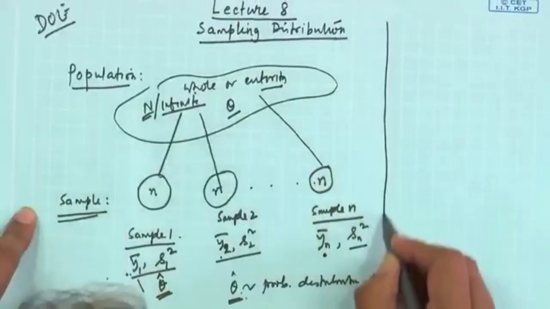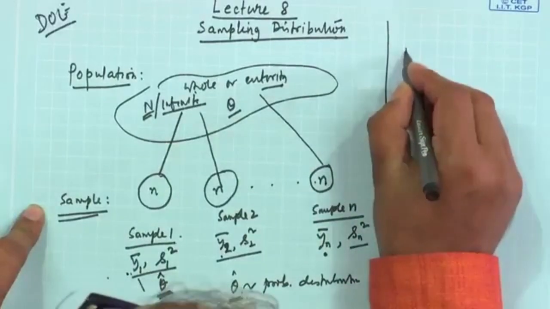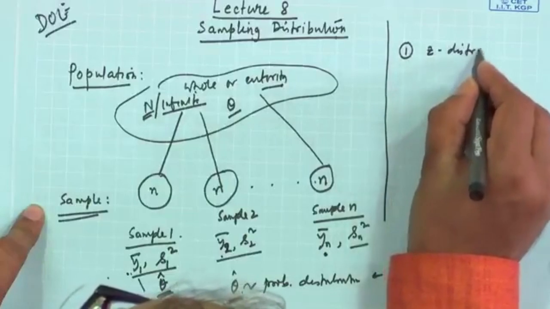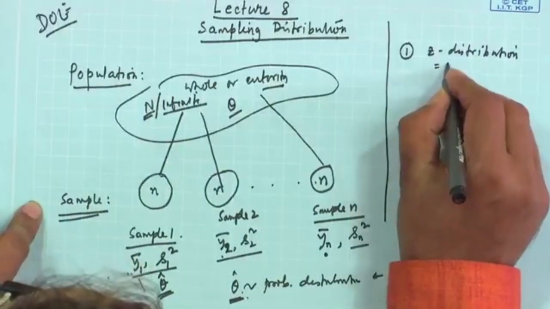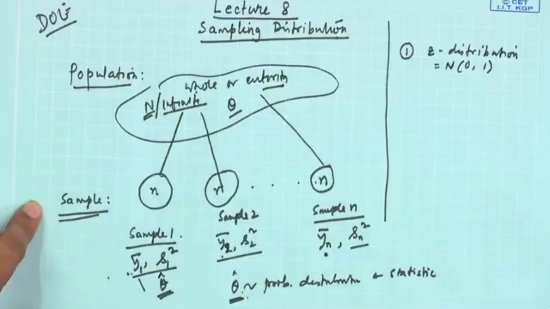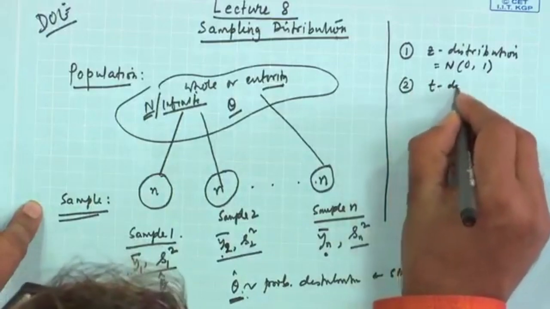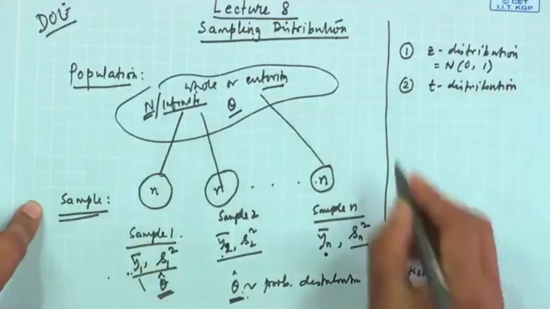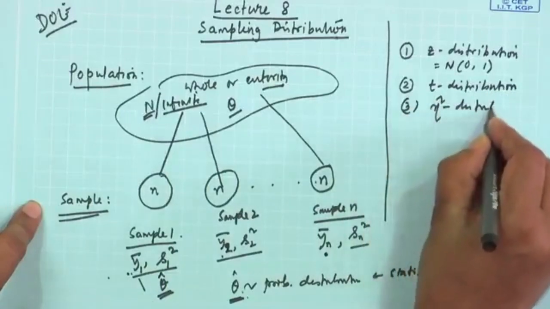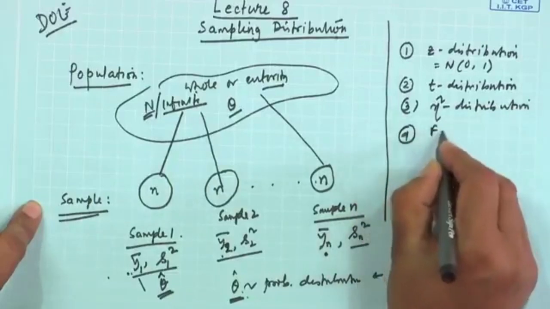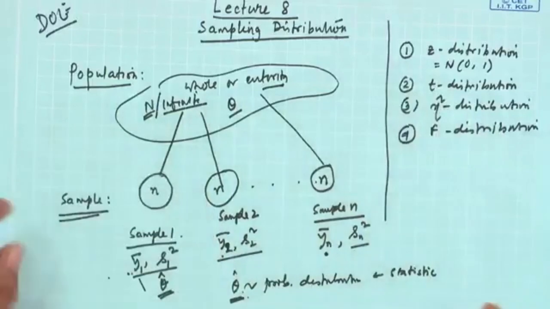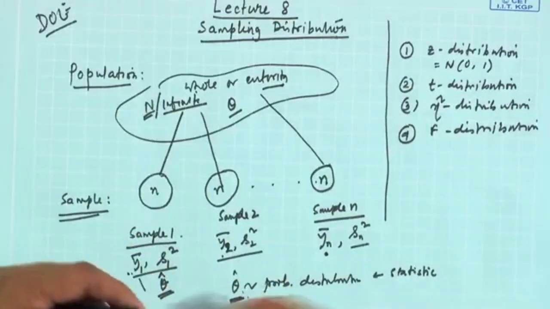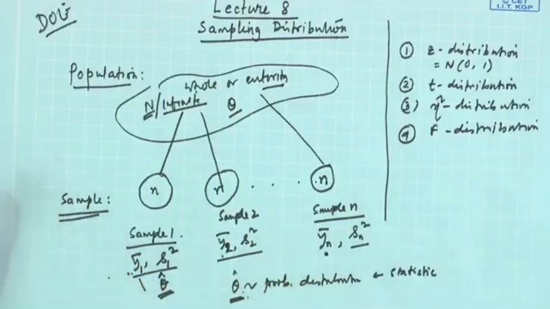So, let us see what the different sampling distributions are. The first widely used one is the Z distribution. We have discussed the Z distribution earlier, which is the unit normal distribution, normally distributed with mean 0, variance 1. Second one is the T distribution. Third is the chi square distribution. Fourth is the F distribution. These are very commonly used sampling distributions and have a lot of applications in the DOE subject as well as in inferential statistics.